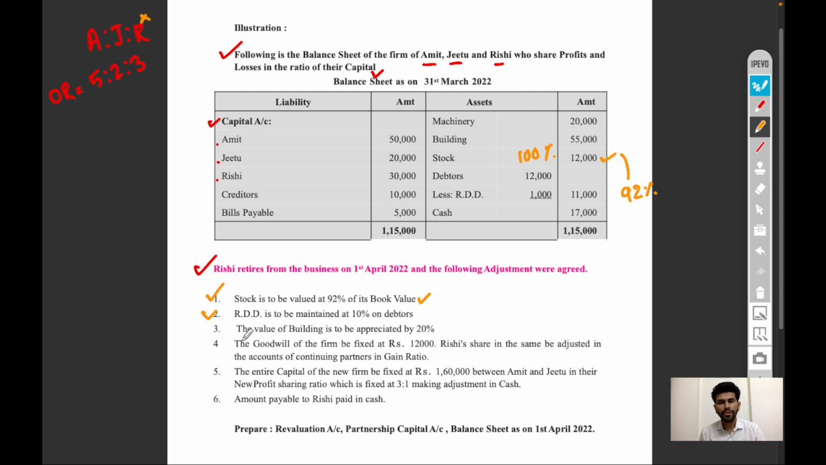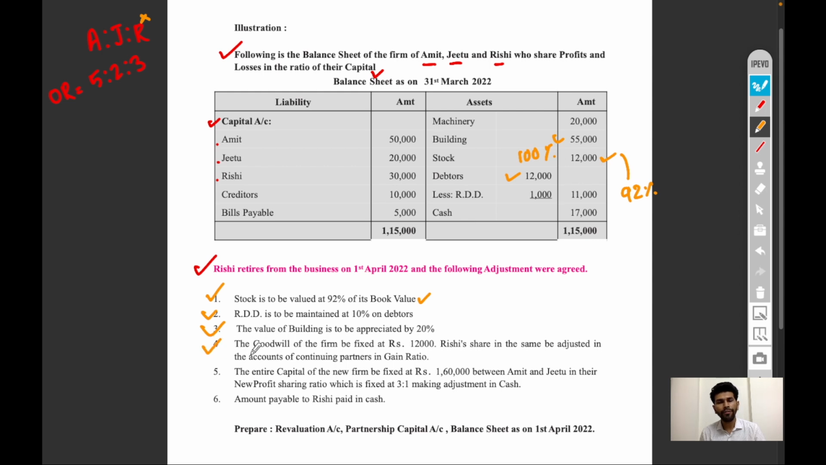Next, RDD is to be maintained at 10% on debtors. The debtors are 12,000 rupees, and RDD will be 10% on debtors. So 12,000 into 10% is 1,200, and an additional reserve for doubtful debts is to be created. The value of the building is to be appreciated by 20%. There is an adjustment in the building, so it will be recorded in the inner column.